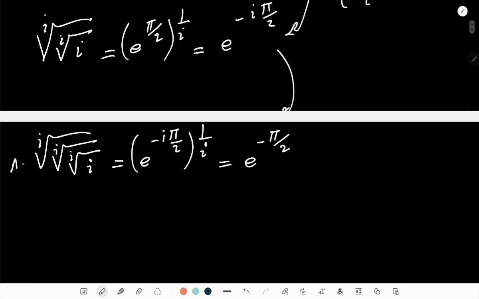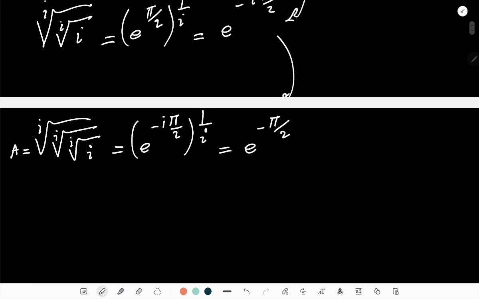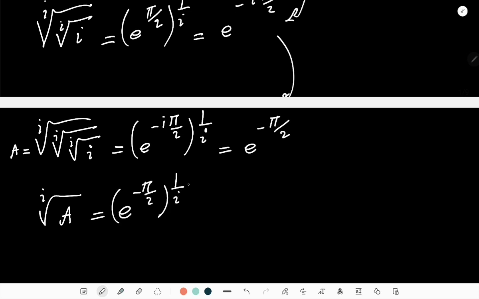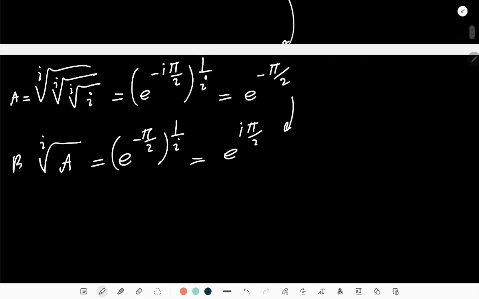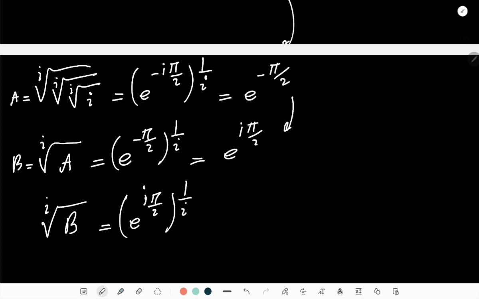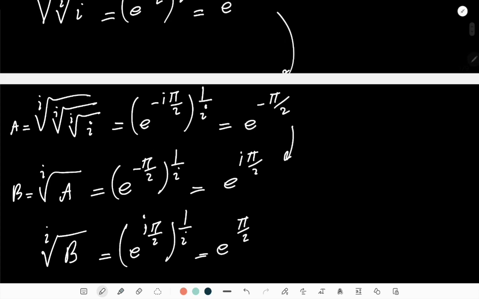So let's call this a, because I don't want to write all of these nested radicals. Then the ith root of a will be e to the power of minus pi over 2, to the power of 1 over i. By the way, 1 over i is basically minus i, and this is nothing but e to the power of i pi over 2, as I guessed. Let's call this b. If I proceed one more time, the ith root of b will be e to the power of i pi over 2, to the power of 1 over i, and that is nothing but e to the power of pi over 2, which we initially had here.